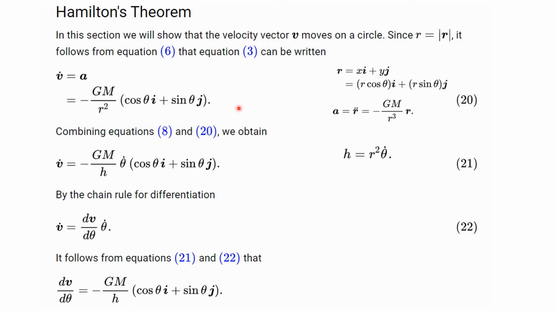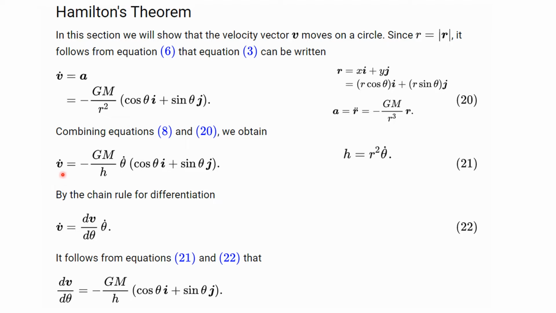Now we're going to substitute for r squared, and we're going to use this equation that we have from before, where h, the scalar magnitude in the k direction, is equal to r squared theta dot. If we solve for r squared, we have h over theta dot. So we substitute that into this equation, and we get this expression.